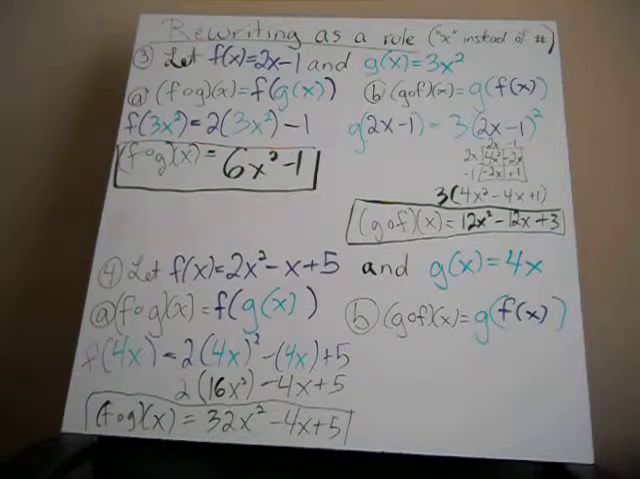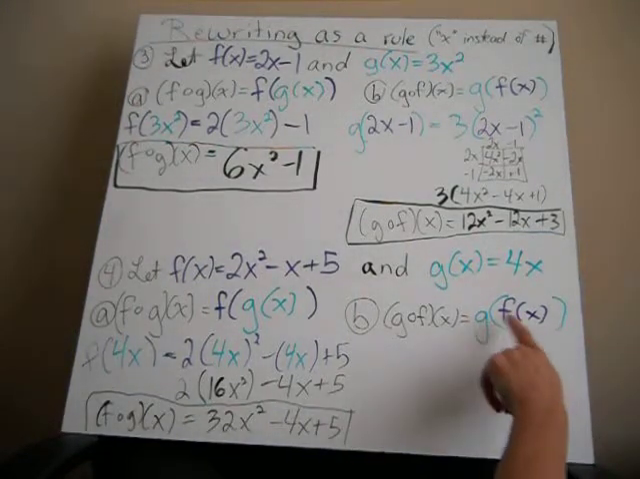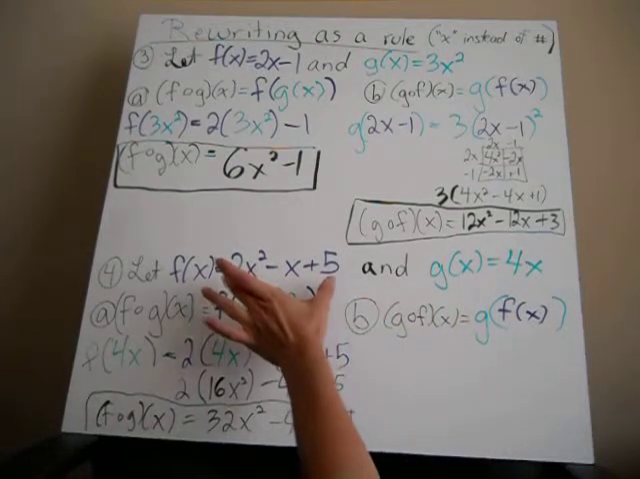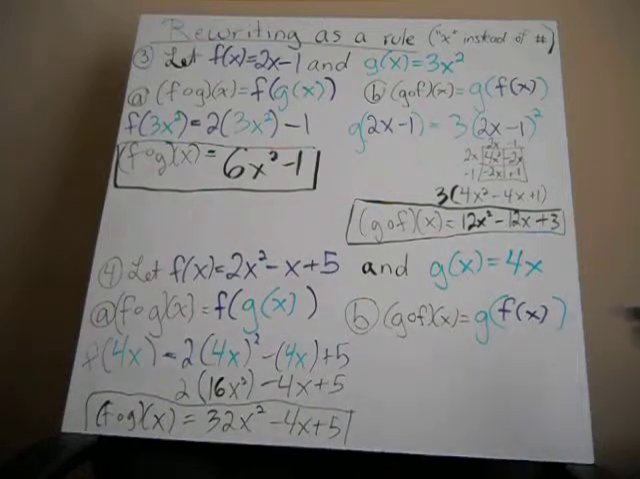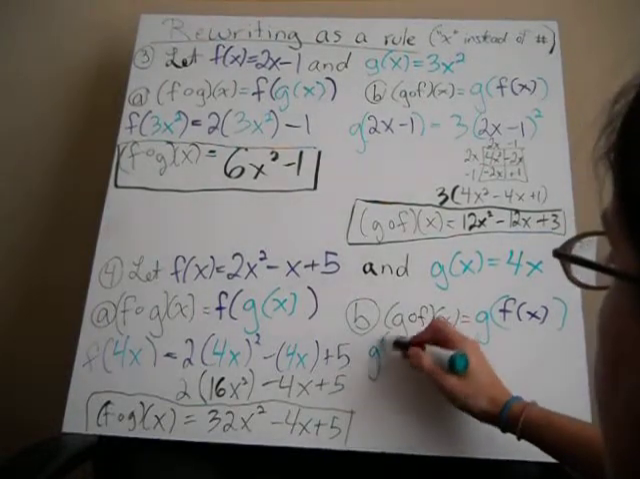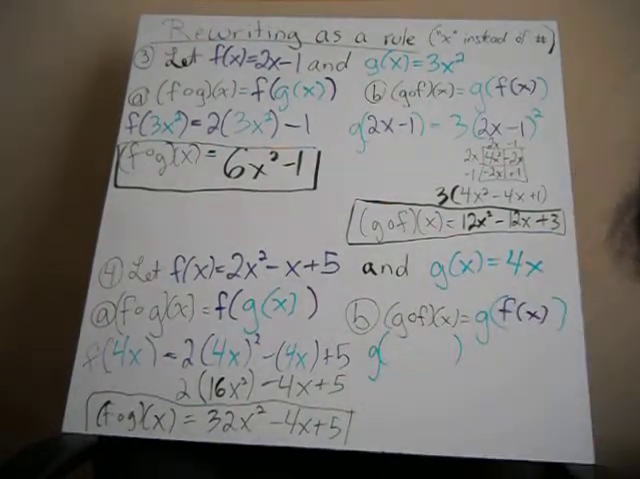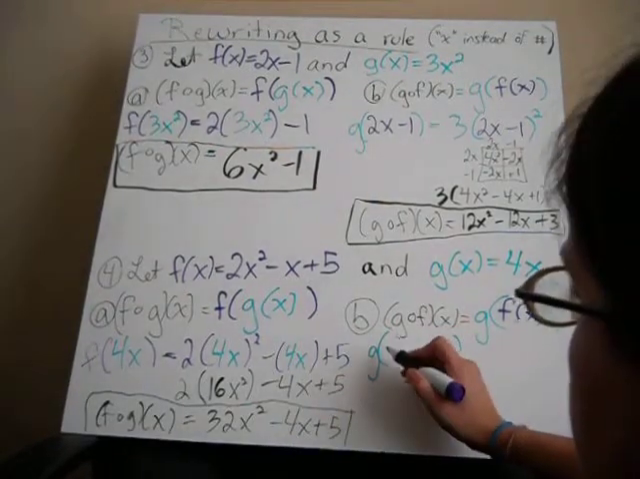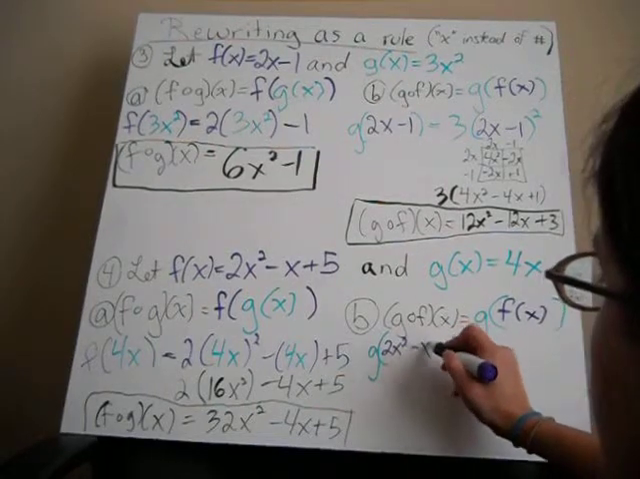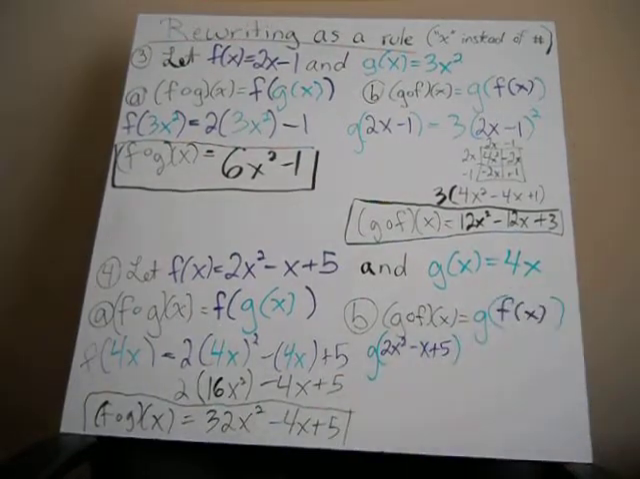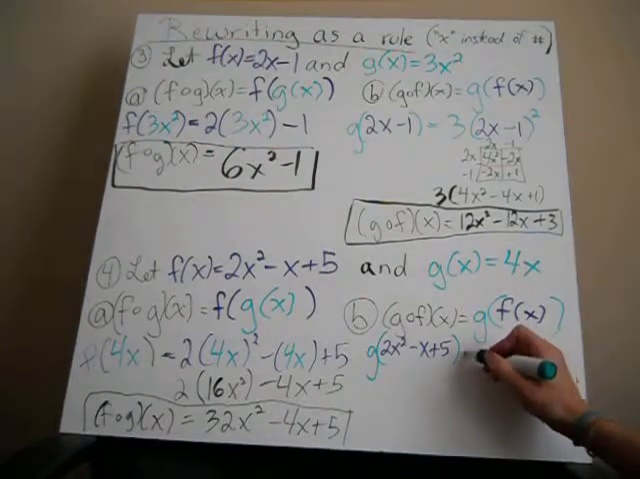Okay, one more to go, and I think this last one is the easiest one. If we're putting f of x inside of g, that means we're taking all of this and sticking it exactly where the x is there. So if I'm doing g of f of x, that means everywhere there's an x in g of x, I'm going to put all of f of x. And all of f of x is this big old quadratic here, 2x squared minus x plus 5. It looks messy, guys, but it is just fancy substitution.